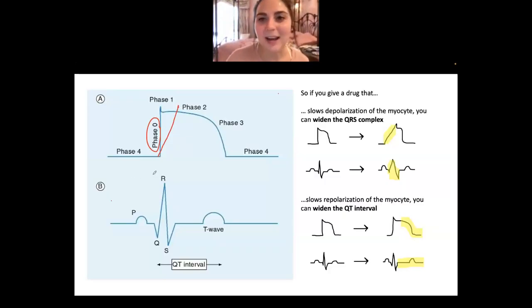But like I just said, if we correlate phase 0 to an EKG, it lines up with the QRS complex. So if I'm taking longer to depolarize this cell, I'm slanting this phase 0 line, it's going to look like a widened QRS complex. And a widened QRS complex, this is what a lot of the class 1s do. A lot of the class 1s affect depolarization of your contractile cells, and that's going to widen your QRS complex.